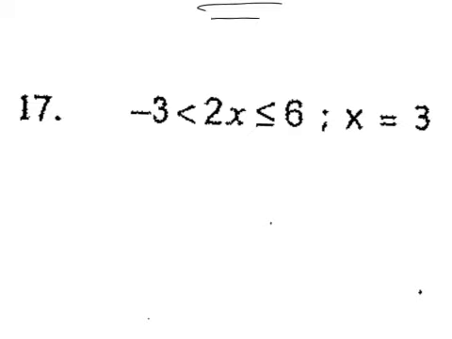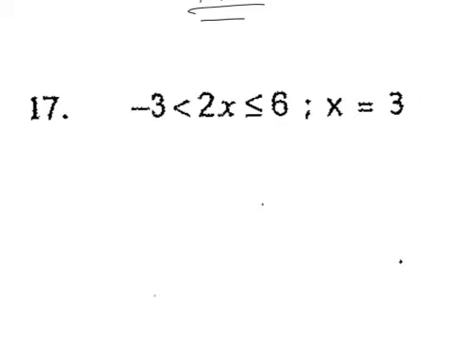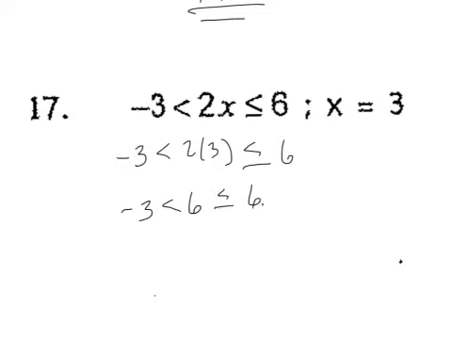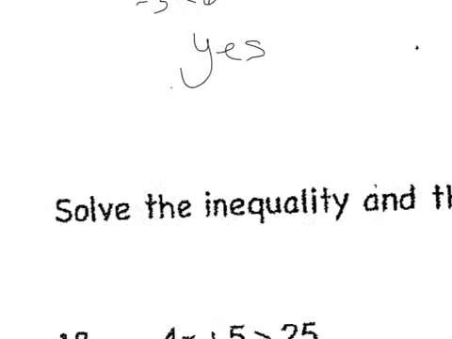And 17 is a little trickier. This one's called a compound inequality. So you're putting, again, 3 in for x. So negative 3 is less than 2 times 3, less than or equal to 6. This is 6 in the middle. So what this means is 6 is greater than negative 3 for the left part, and 6 is less than or equal to 6. So that works out because it is equal to 6. So we're going to go with yes for number 17.